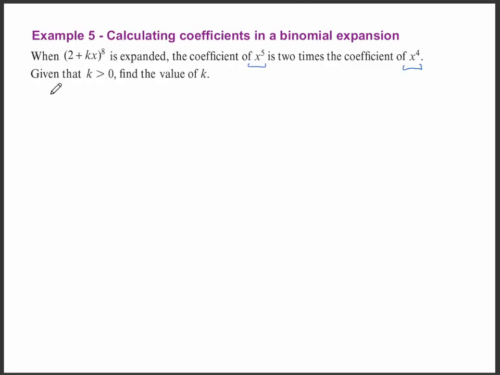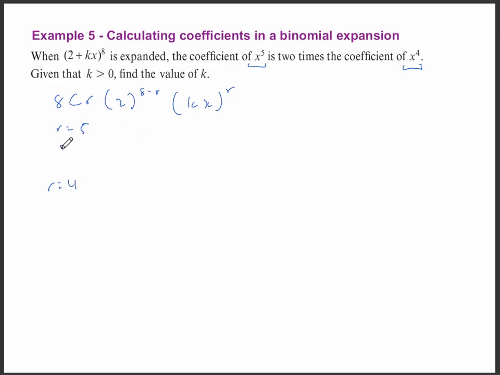Yeah, and for that, let's just write that first, the general formula. So 8cr, the first term power 8 minus r, and the second term power r. We want x power 5, so we want r to be 5 in our first one, and we want x power 4, so we want r to be 4 as well. Then we'll compare these two.